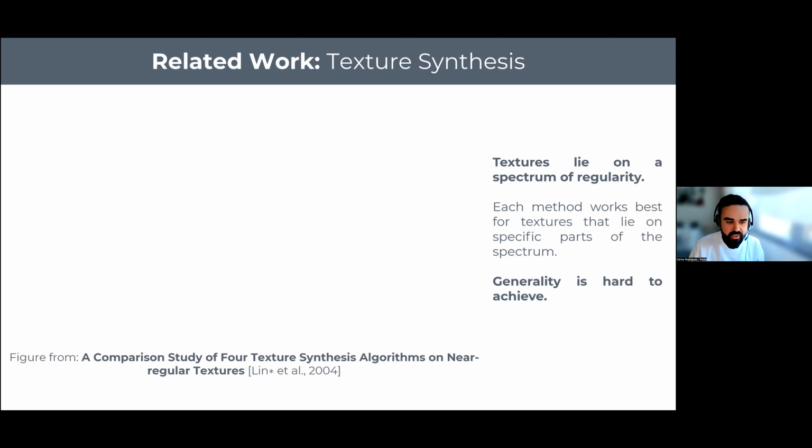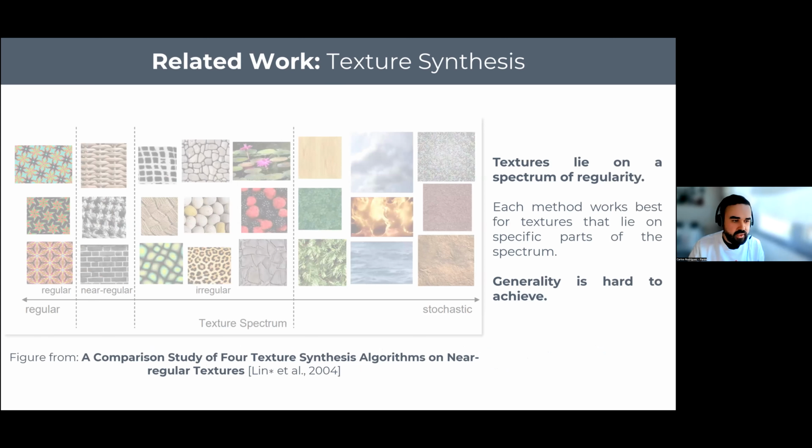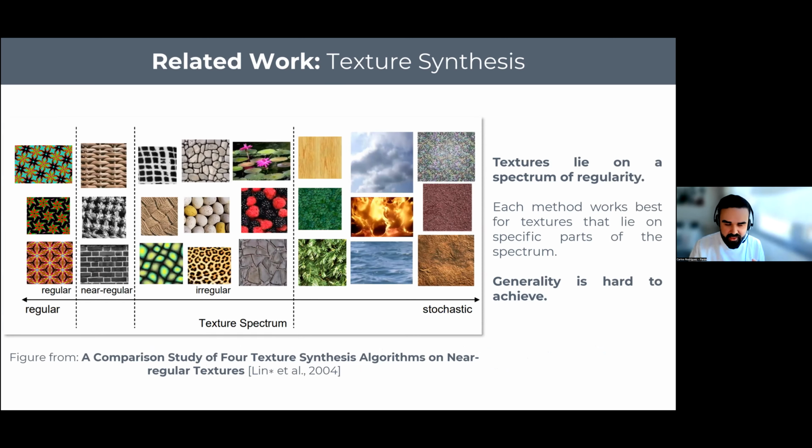Textures in the real world lie on this kind of spectrum of regularity. Man-made textures are typically more regular, and natural textures are more stochastic. So what happens is that a synthesis algorithm that works really well for regular patterns doesn't really work that well for stochastic patterns, and vice versa. So generality on this spectrum is really hard to achieve.